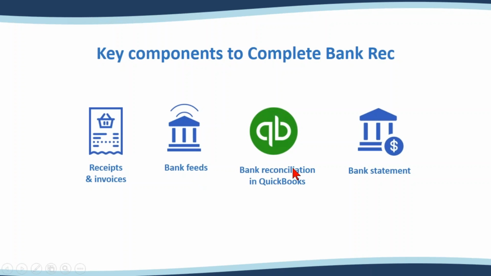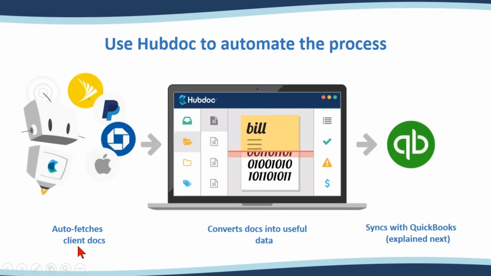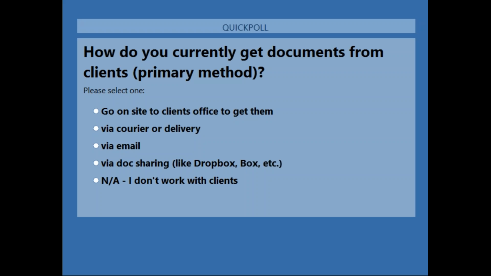It's the two on the outside edges that cause problems and inefficiencies. So that's what I wanted to talk about a little bit here, getting the client documents. When we need the client documents, there are several different ways to get those from our clients, and I actually have a poll question. How do you get those documents?